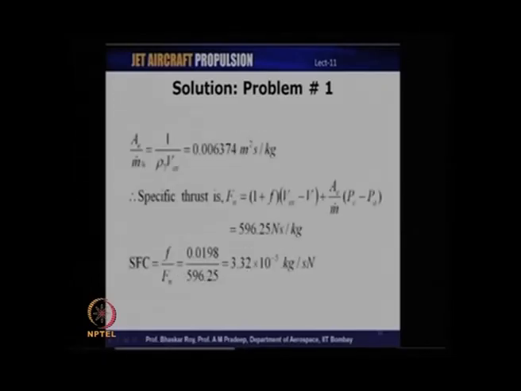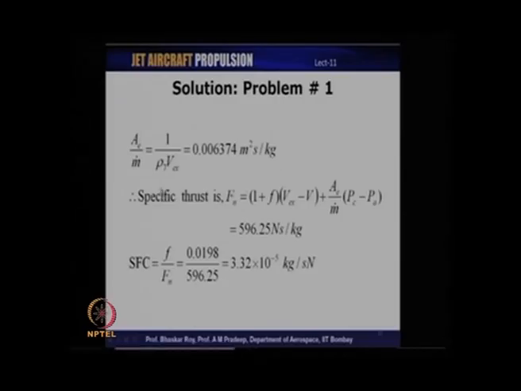We can also calculate from the data that is known to us this particular parameter, that is the area to mass flow rate ratio, because this will be required for calculating thrust. So exit area by mass flow rate is equal to 1 by ρ7 into V exit, because mass flow rate is rho into area into velocity. So this parameter, that is area divided by mass flow rate, is 0.006374 meter square second per kilogram.